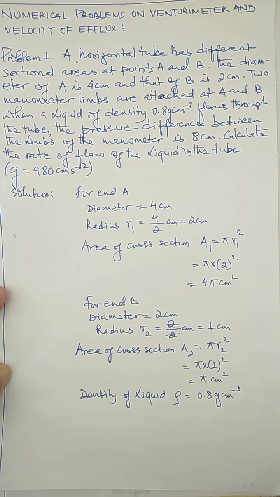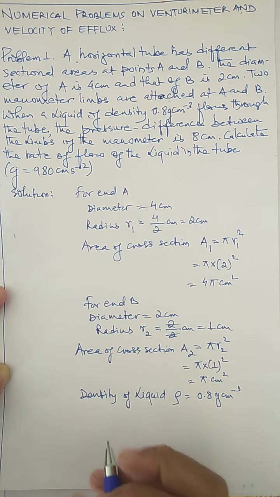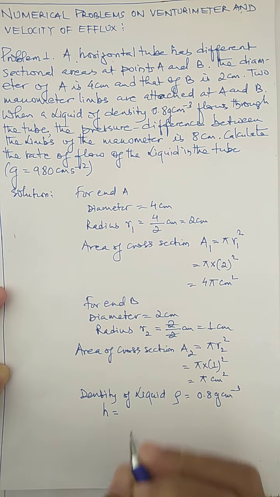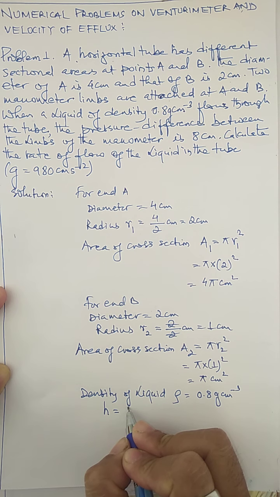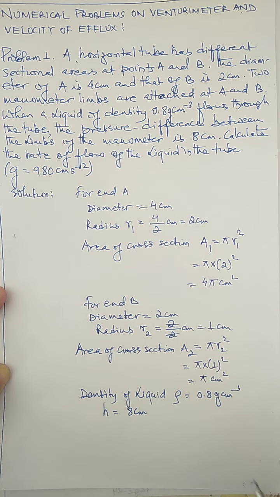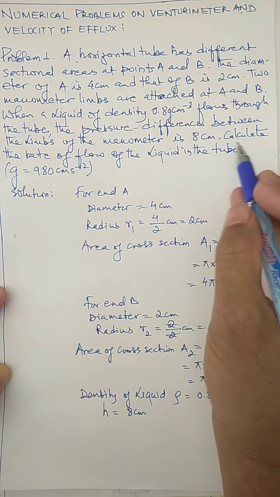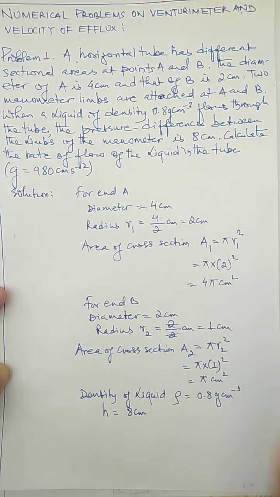Now out here your pressure difference is given in terms of height. That means your height is equal to how much? That is 8 centimeter. So I write down H equals 8 centimeter. Now calculate the rate of flow of liquid in the tube, means by what rate the liquid is flowing in the tube, that we need to calculate.